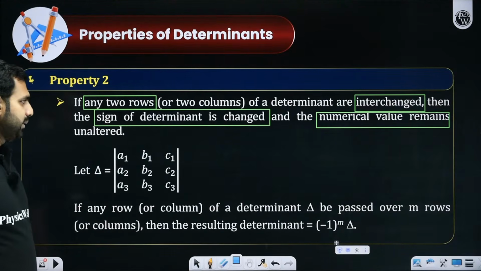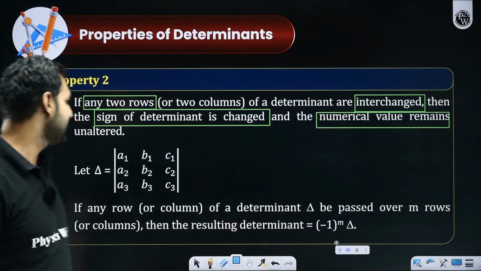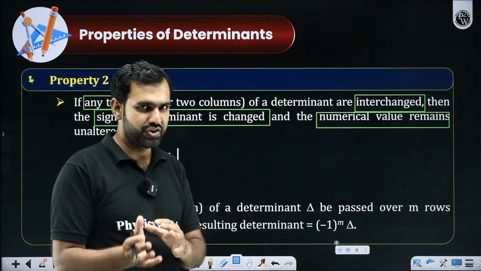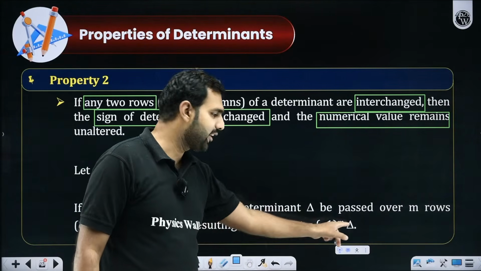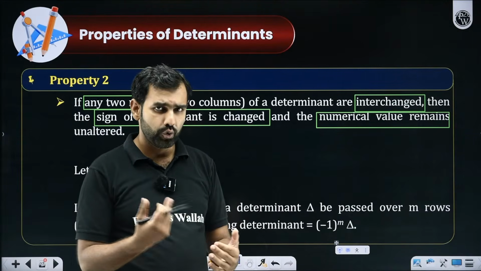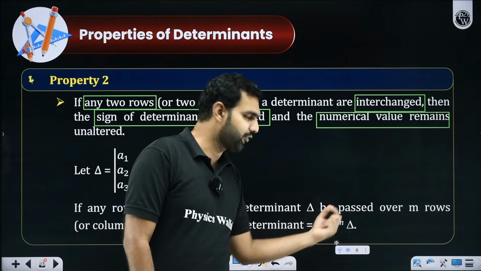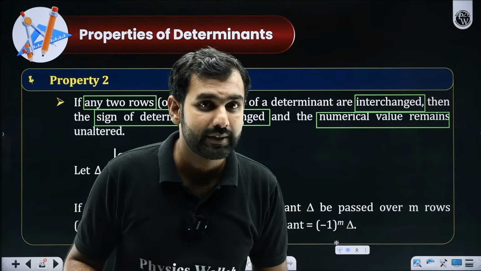Give me a quick thumbs up in the chat box if you have understood this part, or shall I re-explain this? With this, one thing is clear. I hope if the number of interchanges, if you are applying it an odd number of times, you will get a negative value of delta. If the number of interchanges of rows and columns you are performing is even, you will get a positive value of delta. Shall I explain that? I hope you got it.